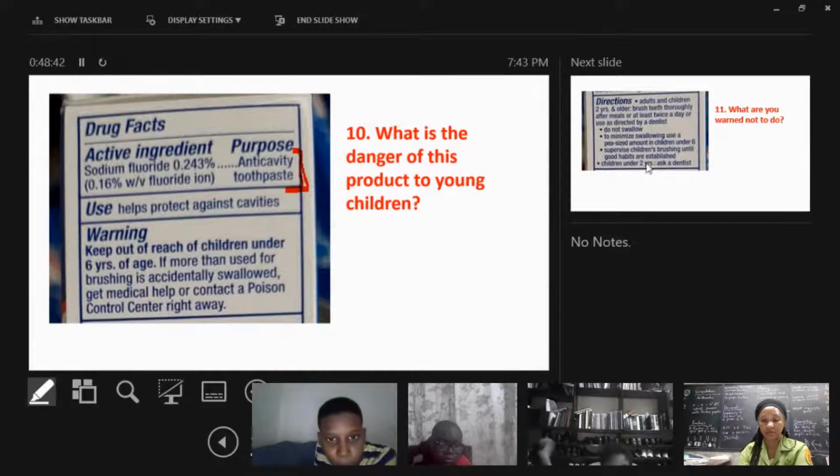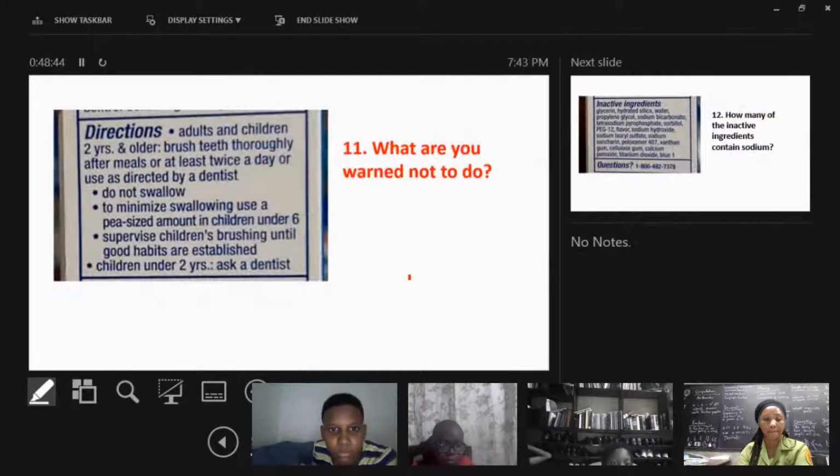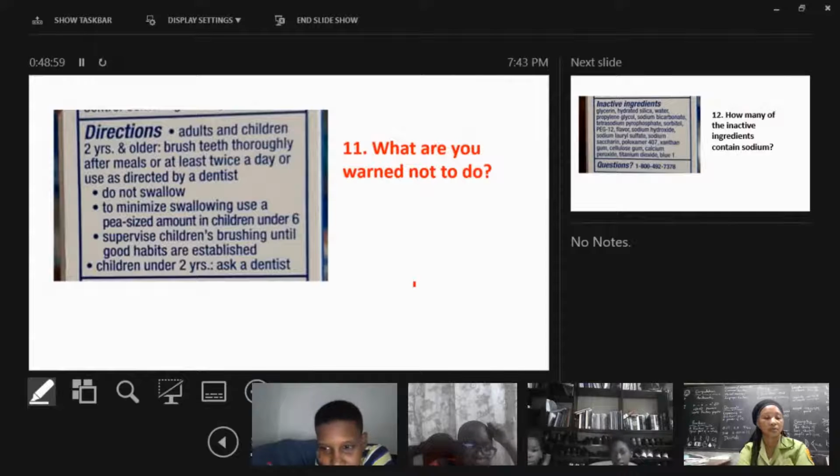Okay. Number 11. What are you warned not to do? Directions. Adults and children 2 years and older brush teeth thoroughly after meals or at least twice a day or use as directed by a dentist. Do not swallow. To minimize swallowing, use a pea-sized amount in children under 6. Supervise children's brushing until good habits are established.